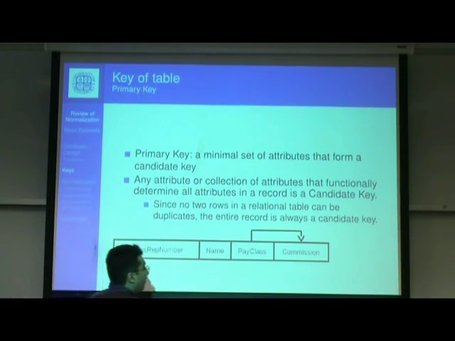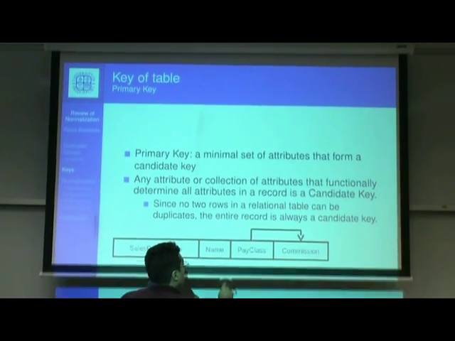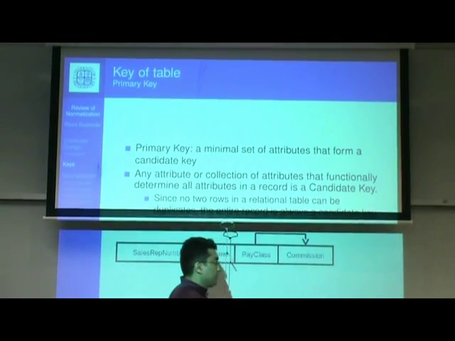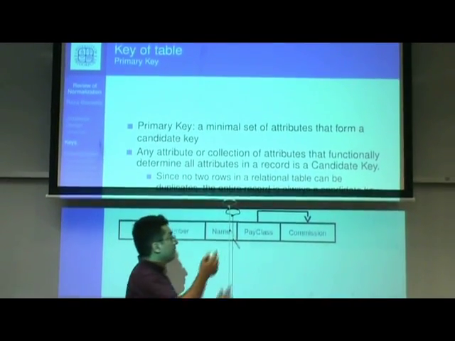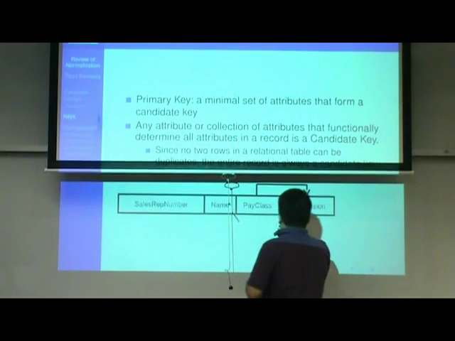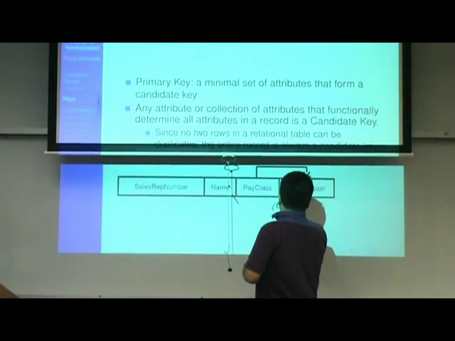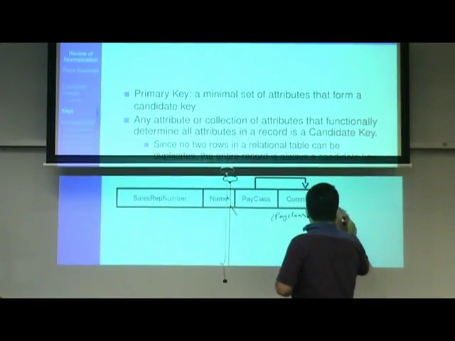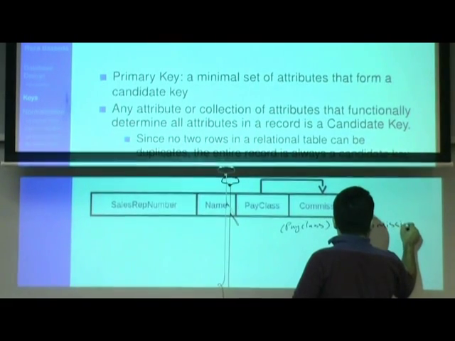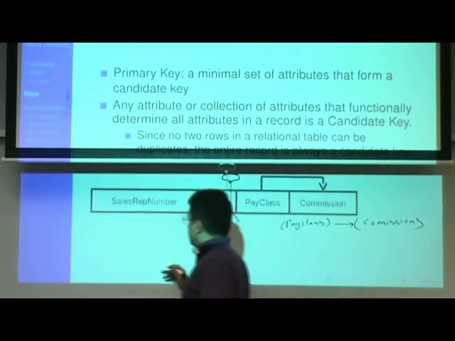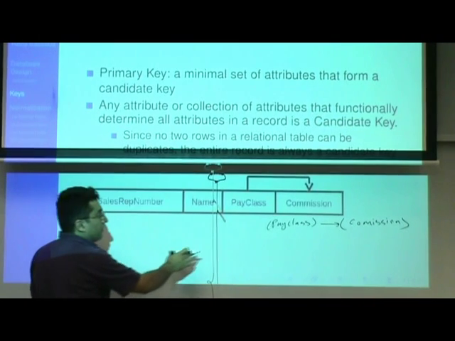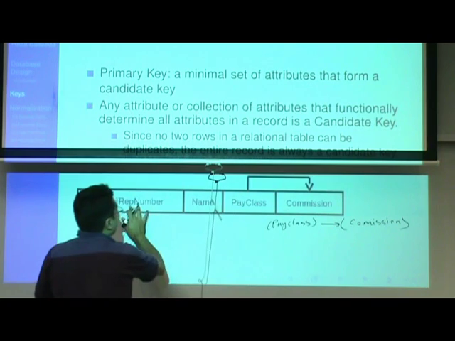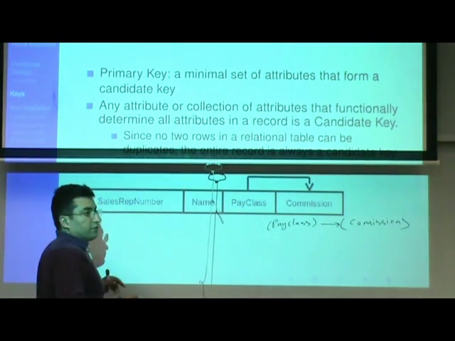So to show the functional dependence between fields, for example, here you can show that pay class determines the value of commission, okay? But in order to define what pay class is based on, you have to have these two values, okay?